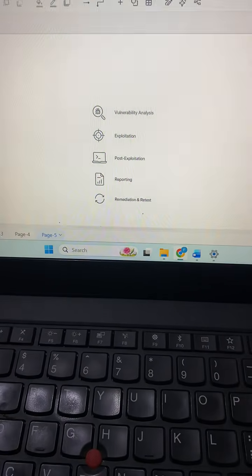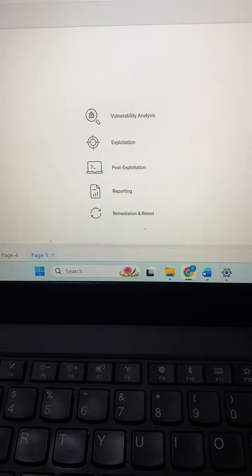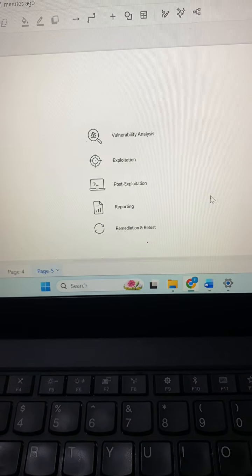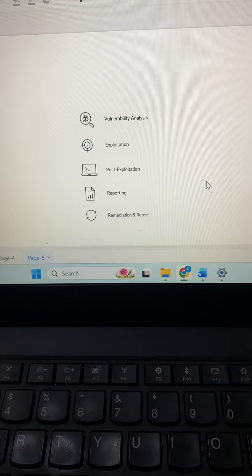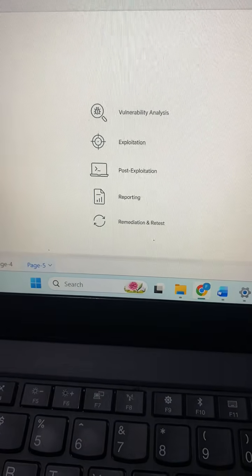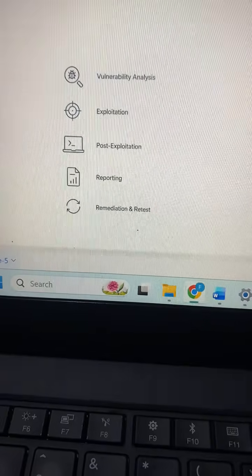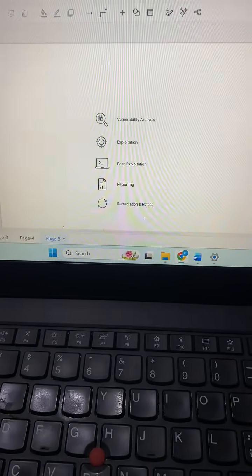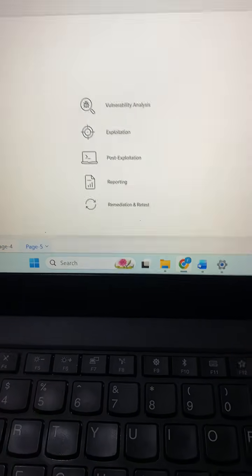If a vulnerability is confirmed, it can be tested through controlled exploitation to understand its real impact. Then, depending on the scope, we can evaluate what an attacker might potentially be able to do after gaining access. The important part is that everything should remain controlled and within the approved scope.